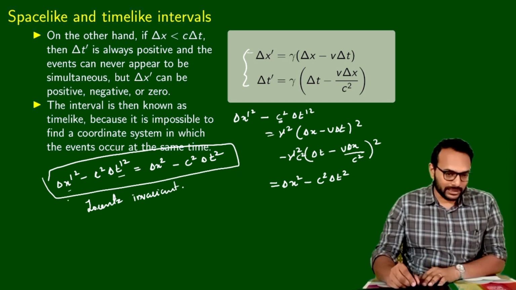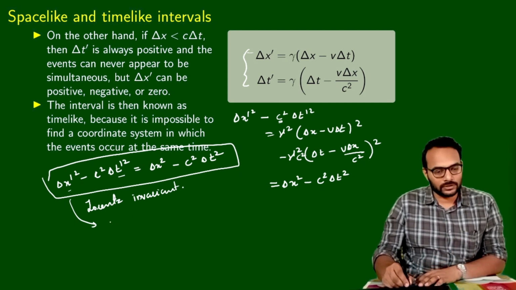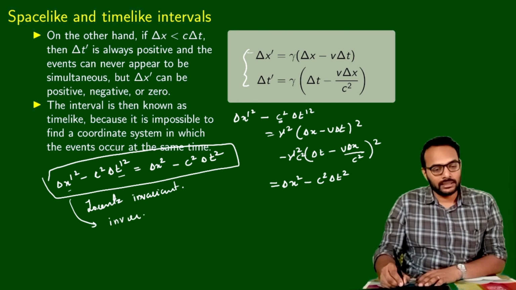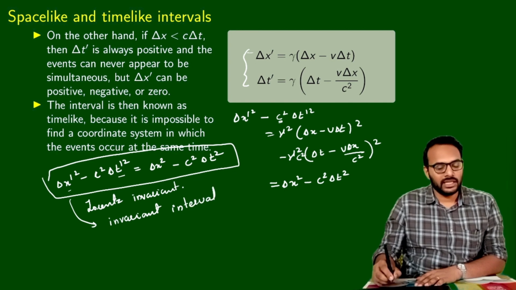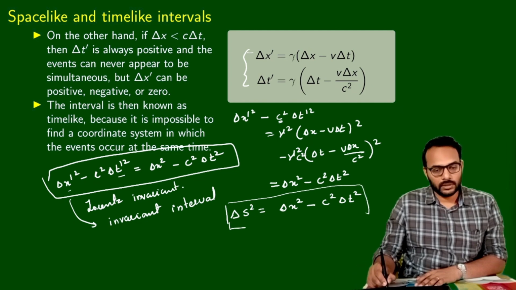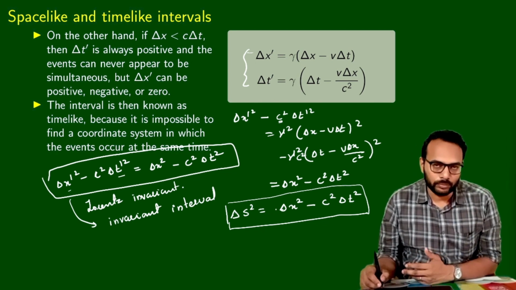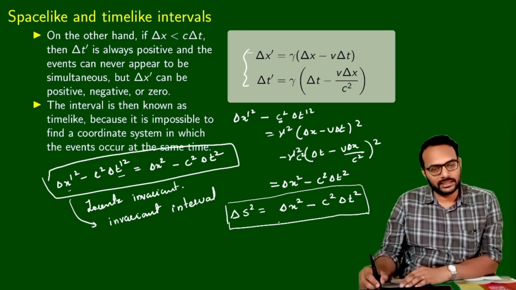This quantity is an important quantity in relativity. This is called the invariant interval. We could write this as delta s squared is equal to delta x squared minus c square delta t square. You might be learning the importance of this particular combination later on, but we could just try to understand what this means.